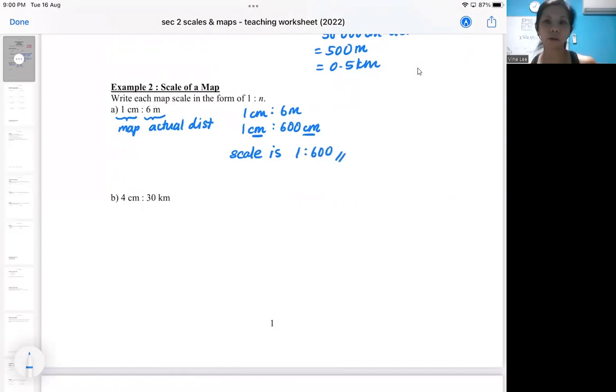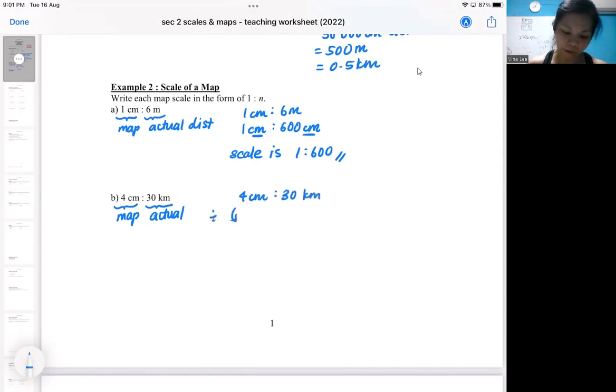So it's actually not correct to write the units in the scale. So it's an unspoken unit. Okay, so in this case, 4 centimeter on the map represent 30 kilometer in the actual distance. So usually we'll get to 1 centimeter first. So you're going to think 4 centimeter represent 30 kilometer. So what about you divide 4 on both sides? So that will get you 1 centimeter is to 7.5 kilometer.